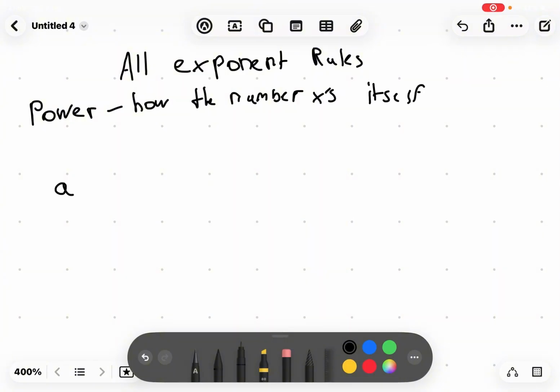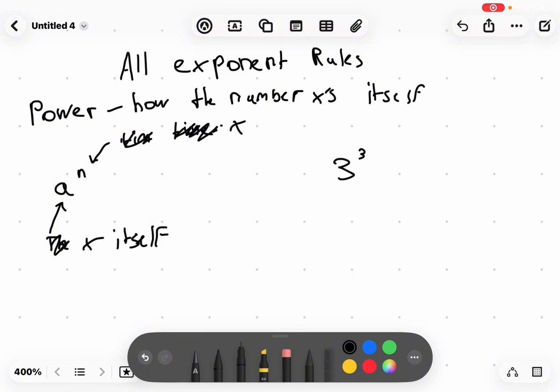So you usually see it like this: this is the number, and this is the power, the number of times the number is multiplied by itself. For example, 3 to the power 3 will be 3 times 3 times 3. 1, 2, 3, 3s over here. It's pretty logical.